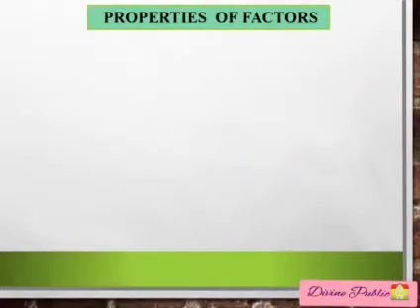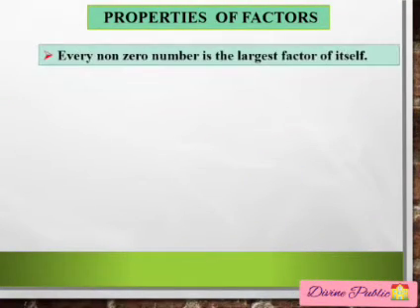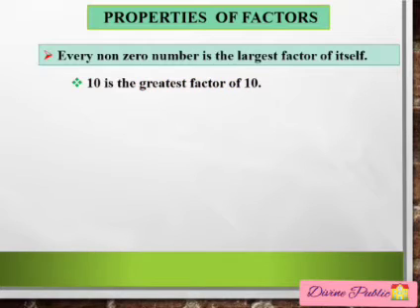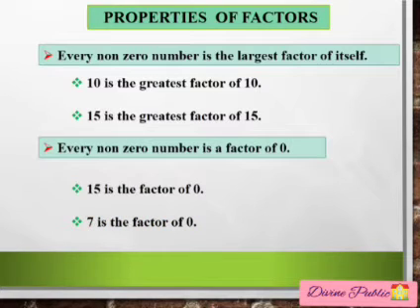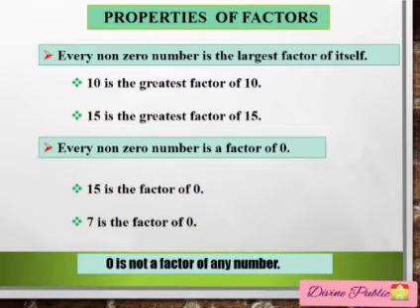Let us move to the third property. Every non-zero number is the largest factor of itself. For example, 10 is the greatest factor of 10 and 15 is the greatest factor of 15. Fourth, every non-zero number is a factor of 0. For example, 15 is a factor of 0 and 7 is a factor of 0. But 0 is not a factor of any number.